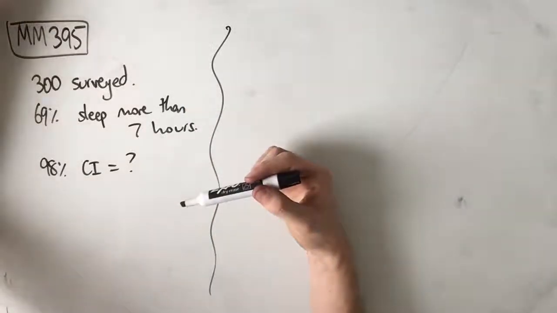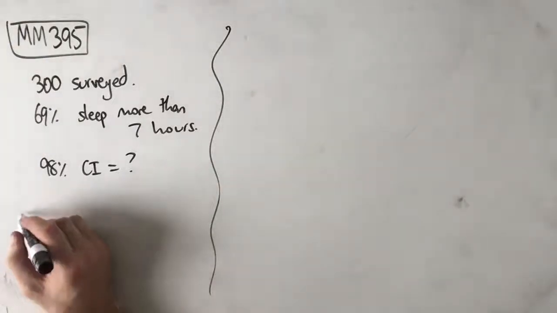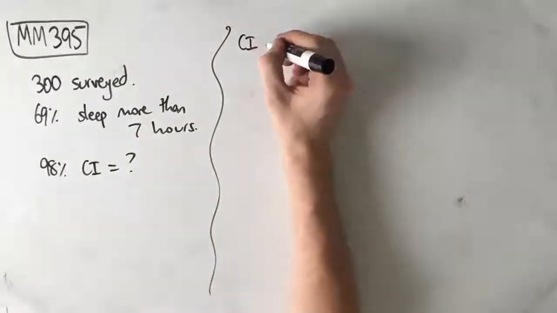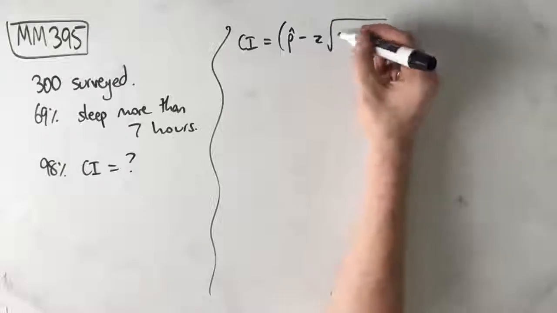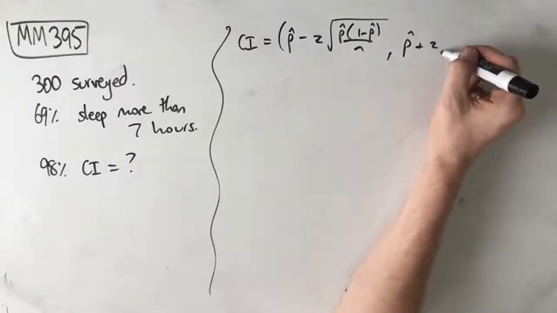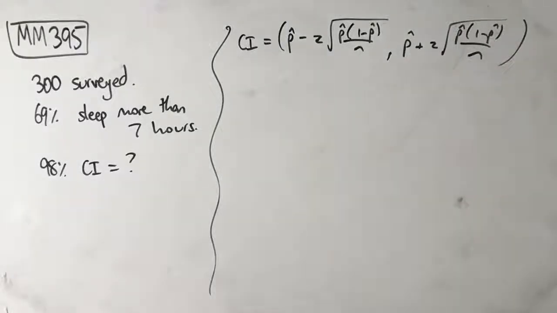Alright, so we know that we're going to have to deal with a confidence interval, alright? So the first thing is to recognize that our confidence interval, actually I'll write it up here because I'm not going to have enough space. Our confidence interval is given by p hat minus z times the square root of p hat (1 minus p hat) over n, to p hat plus z times the square root of p hat (1 minus p hat) over n. Awesome. Now, we have to figure out a few things.